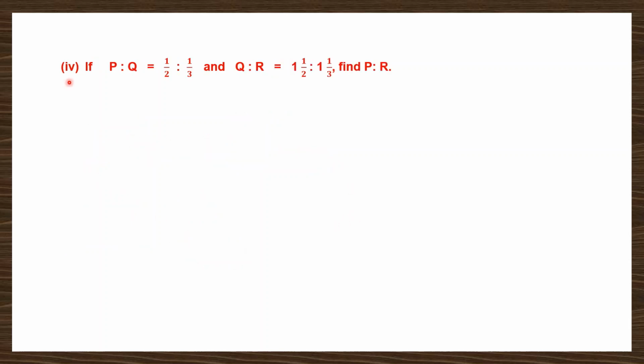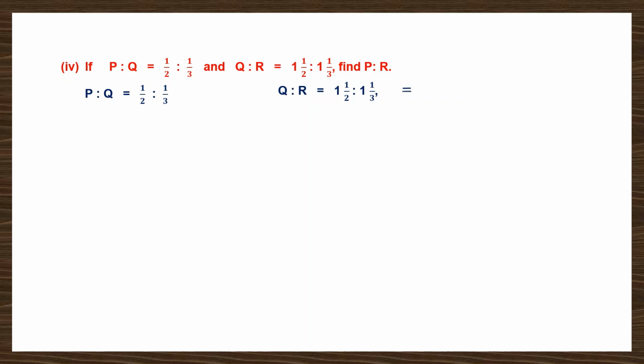So let's do Question 4. If P is to Q equals 1 by 2 is to 1 by 3 and Q is to R equals 1 1 by 2 is to 1 1 by 3, find P is to R. So we have been given P is to Q and Q is to R and we have to find P is to R. That means we have to remove this Q from both sides and find only P is to R. So first step, we're going to simplify. Now on the right hand side, as you can see, there are mixed numbers. So shall we simplify this first? So let's write that.